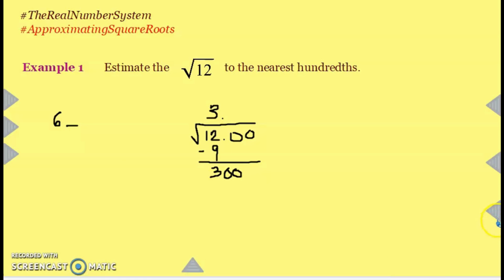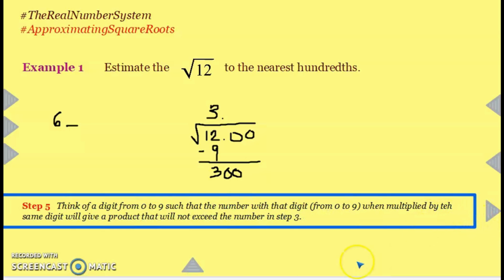So, balik natin yan. And let's have step 5. Step 5, sabi dyan, think of a digit from 0 to 9, dito natin siya isusulat sa blank, such that the number, when multiplied by the same digit, will give a product that will not exceed the number in step 3. Ito yun, yung 300. So, ibig sabihin, pipili tayo ng 0 to 9 dito. So, it's going to be 60 to 69. Na pag minultiply natin itong 60 to 69 by the digit that you selected, dapat hindi siya lalagpas sa 300. So, trial and error yun.